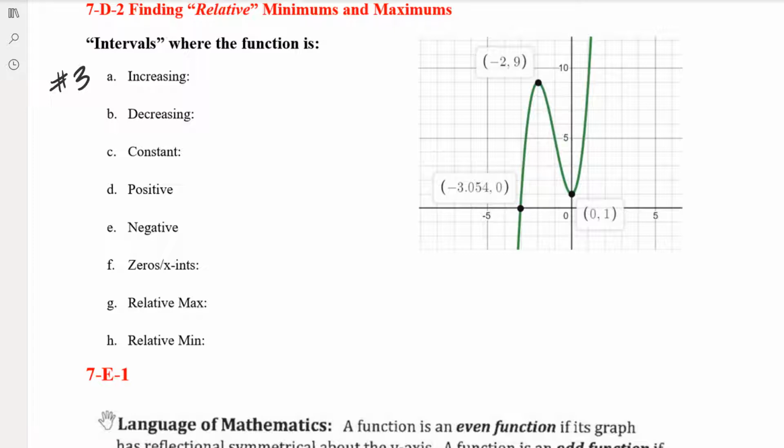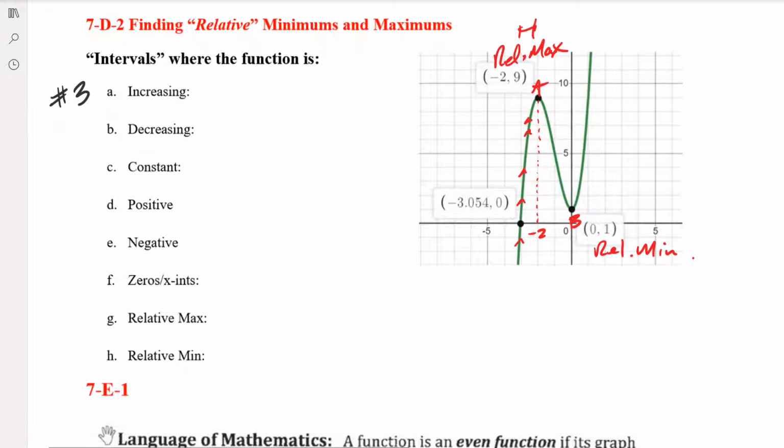So this kind of puts 7D2 with 7D1. 7D2, we talked about relative minimum and maximum. Okay, so increasing first. So it's going to be increasing all the way to this point right here. Okay, and this point is at negative 2, 9. We'll call this point A, and this one down here point B. And this is called a relative max. Point B is a relative min because it's a low point. Relative max is a high point. High point, relative min, low point. That's how you think of it in simple terms.